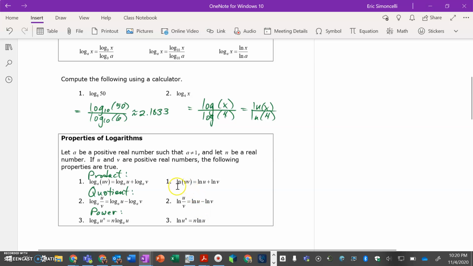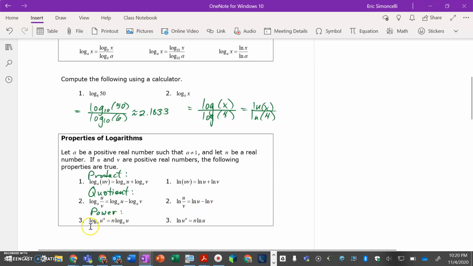I didn't speak to it, but you can see natural log of u times v is equal to the natural log of u plus the natural log of v, so that's expanded as you see here. And of course natural log of u over v is going to end up as natural log of u minus the natural log of v, so we're subtracting as a result.